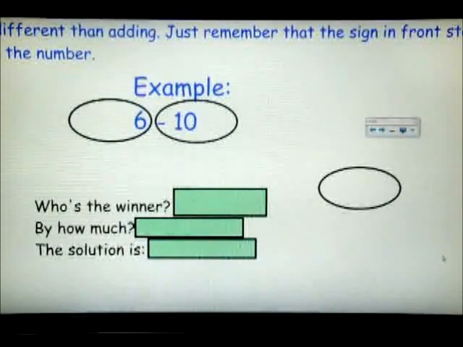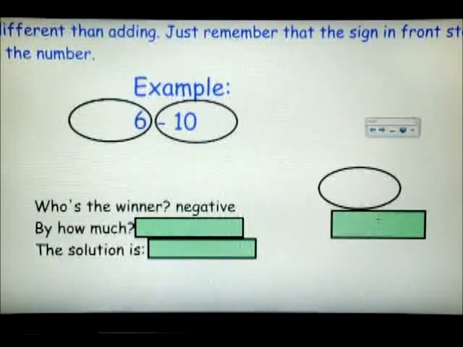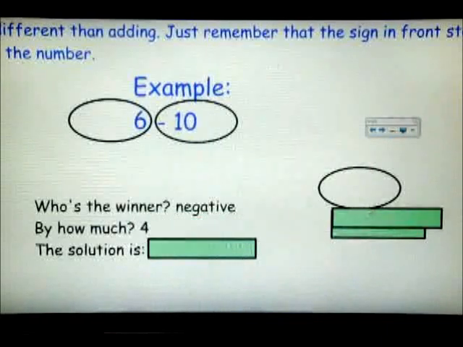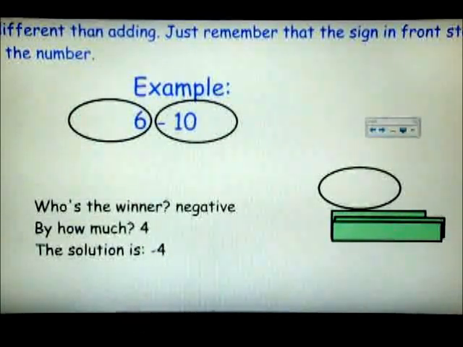Who's the winner? So the blue team has 6. The red team has 10, because remember, minus 10, negative 10, same thing. So who's the winner? Who has the greater absolute value? And the answer is the negative team. Notice I'm not color coding today. At this point we should be able to just see who's the winner. By how much? Negative team has 10, positive team has 6. That means that the negative team has 4 more points. Because it's the negative team, and because it's 4, the solution is negative 4.